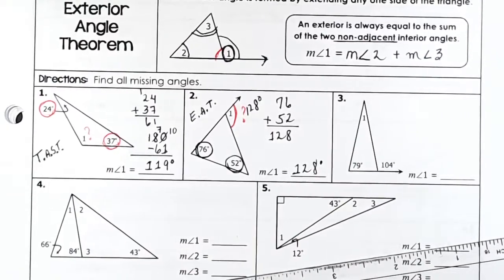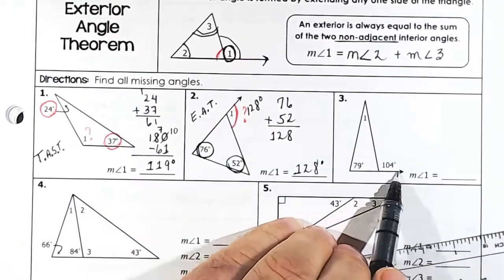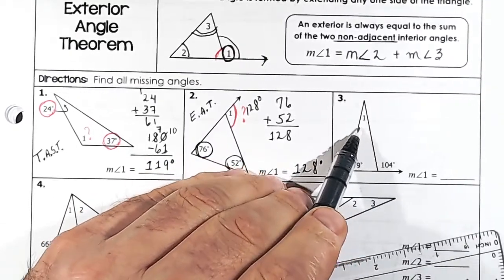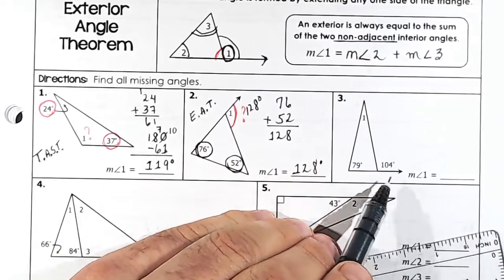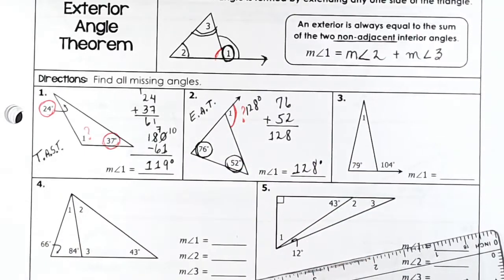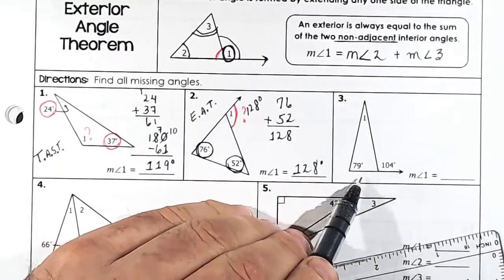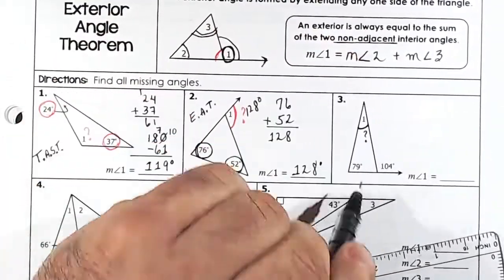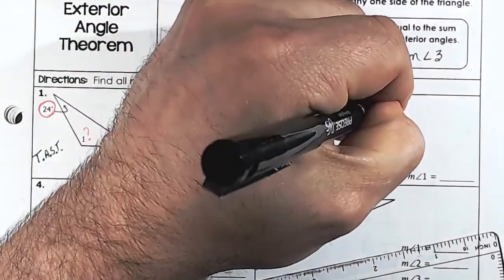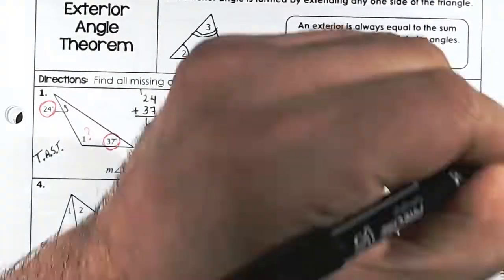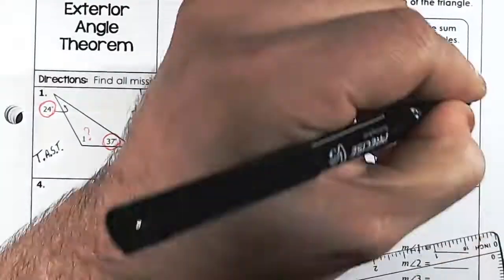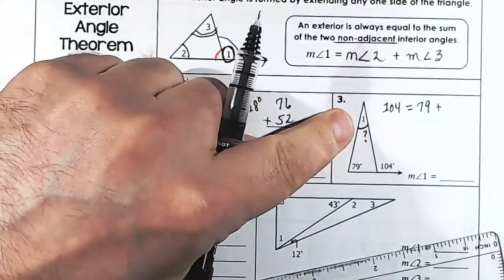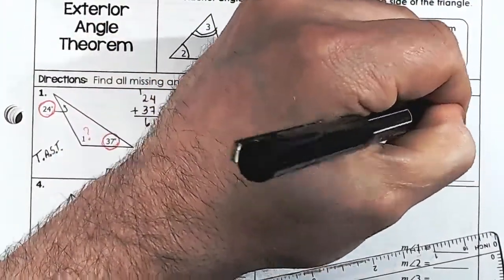Okay, number 3. Right away we see this leg sticking out here. So we're going to look for one of the non-adjacent interior angles, but they give us the exterior angle. So we're going to have to work backwards. This is the angle we want to know. So what we have to know is that 104 is equal to 79 plus whatever angle 1 is.